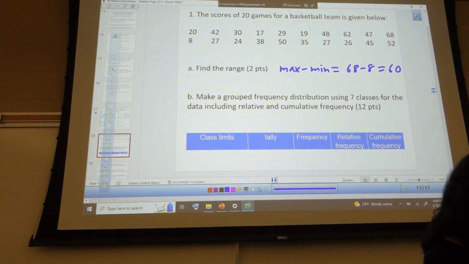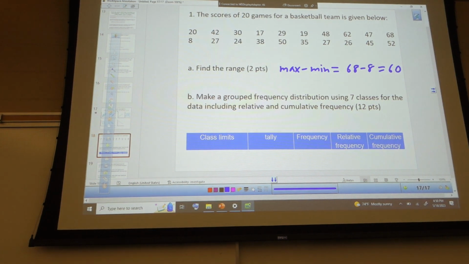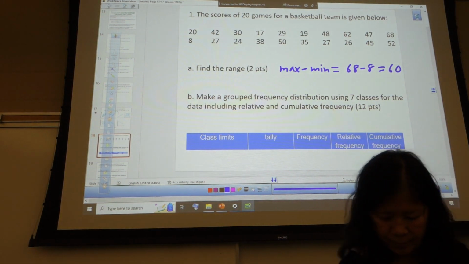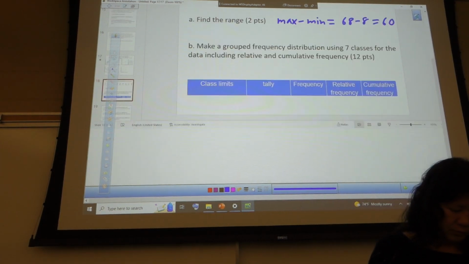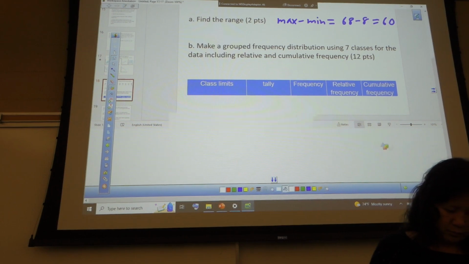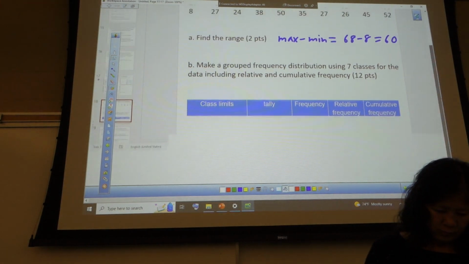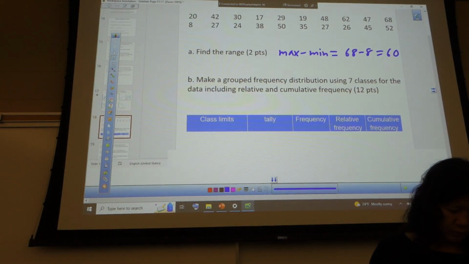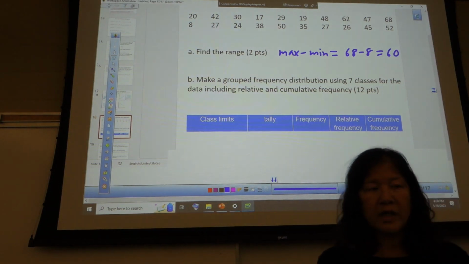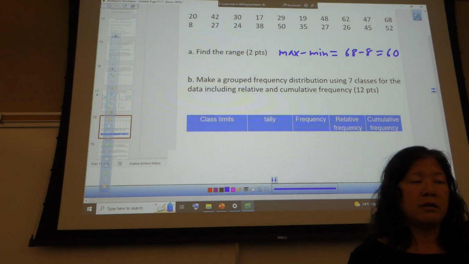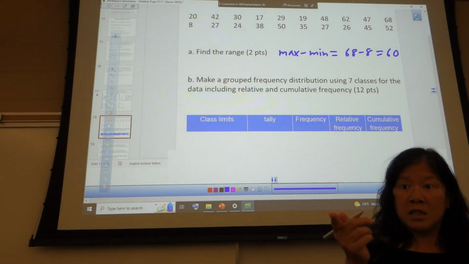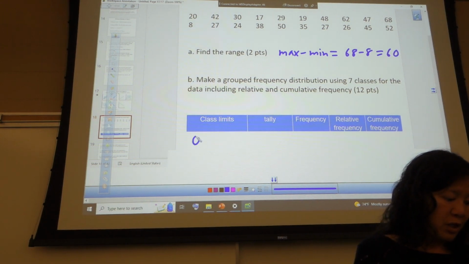Okay, folks, so sort out your first lower class limit. Everyone find the first lower class limit. What is the 10 that is below my minimum? What's my minimum? 8. What's the 10 that's below 8? 0. It should start with 0.